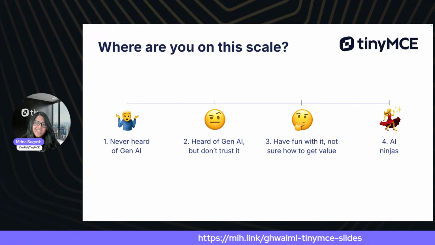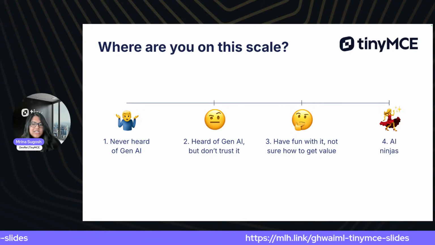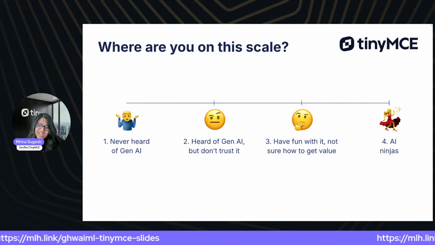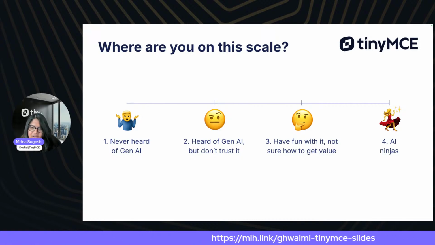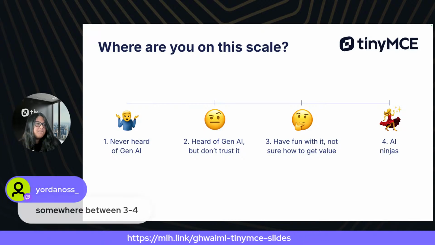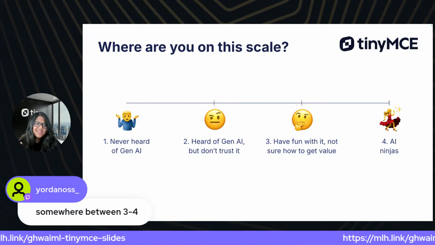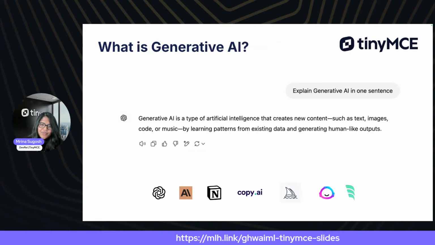That way I can cater the talk a little more to you, based on where you are in the spectrum. This is a wonderful spectrum just to get a sense of where most people are. If I really had to take a guess, I would guess most people are probably at number 3, where they have fun with Gen AI. Somewhere between 3 and 4, as the chat just told me, where a lot of people have fun with it and start using AI, but sometimes they just don't know how to get value out of it. All right, so, what is generative AI?